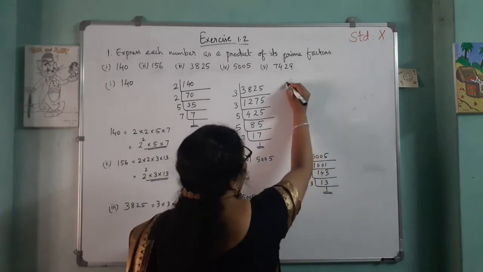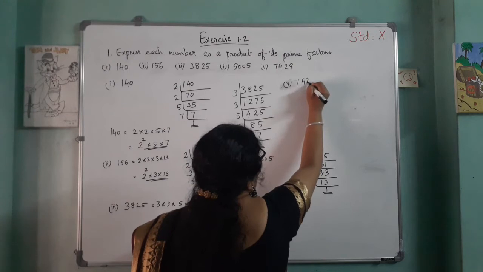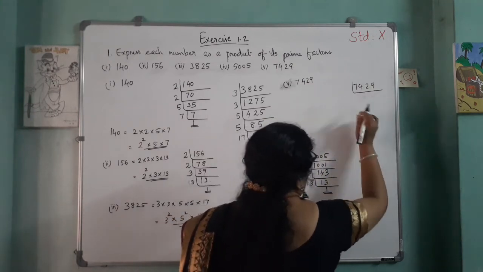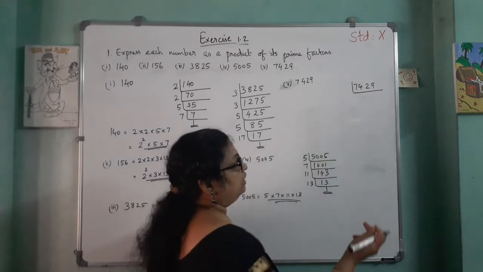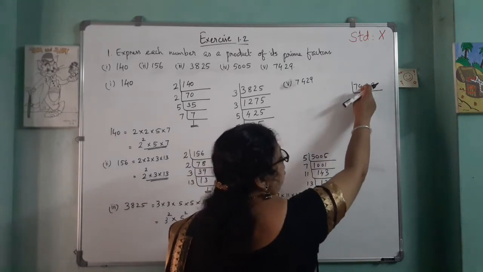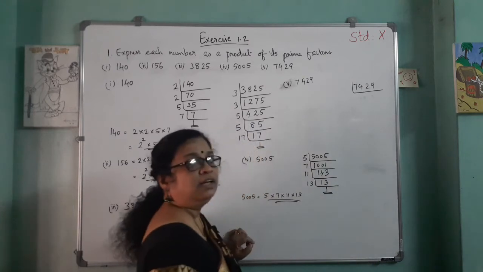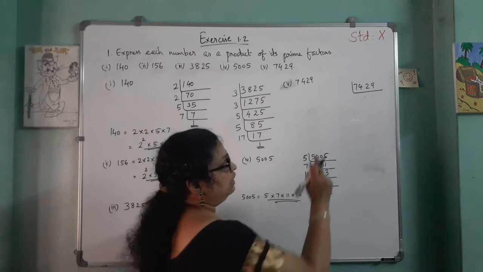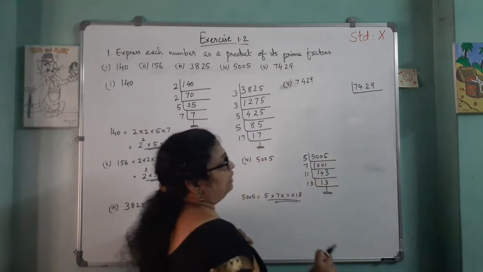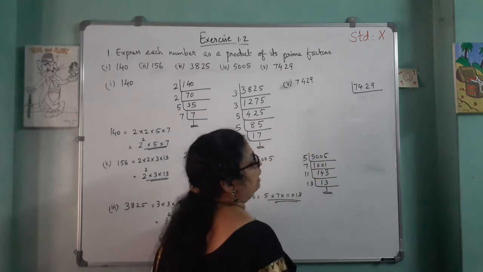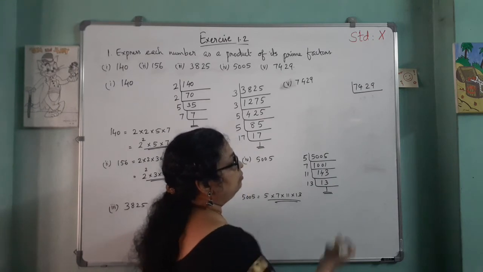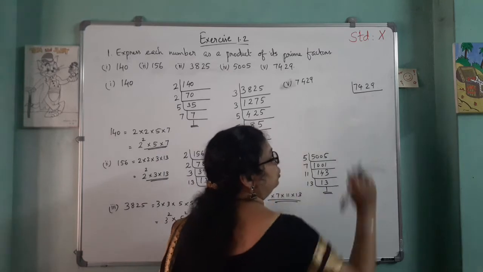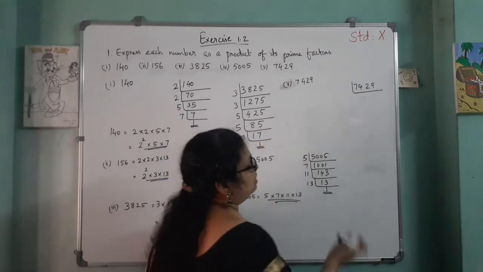Then fifth question, 7429. Then dividing, we know that 2 is not a factor. Then 3: 9 plus 2 is 11, plus 4 is 15, plus 7 is 22. So 3 is not a factor. Then 5 also not a factor. Then 7 is not a factor. Then 11 also not a factor. Then 13, we can divide, but the remainder is not equal to 0. So 13 also not a factor. Then next prime number, 17.